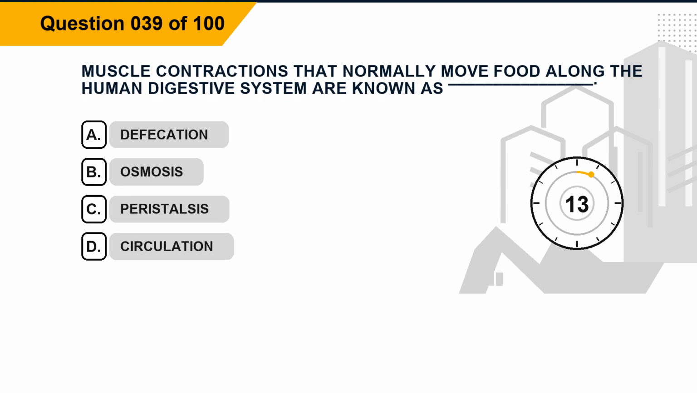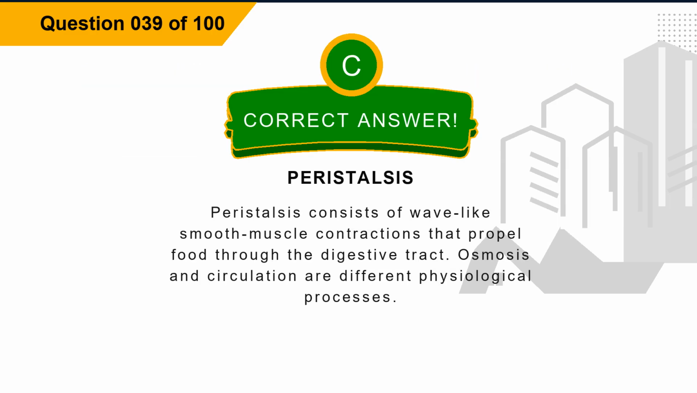Question 39. Muscle contractions that normally move food along the human digestive system are known as blank. Option A, defecation. Option B, osmosis. Option C, peristalsis. Option D, circulation. The correct answer is option C, peristalsis. Explanation. Peristalsis consists of wave-like smooth muscle contractions that propel food through the digestive tract. Osmosis and circulation are different physiological processes.